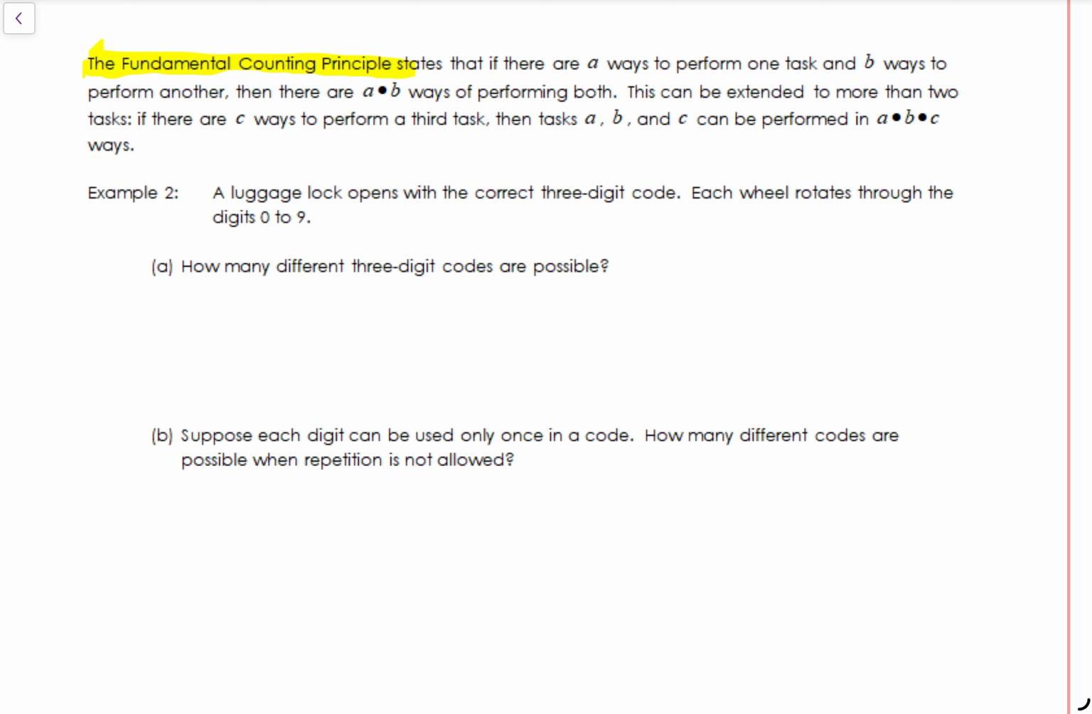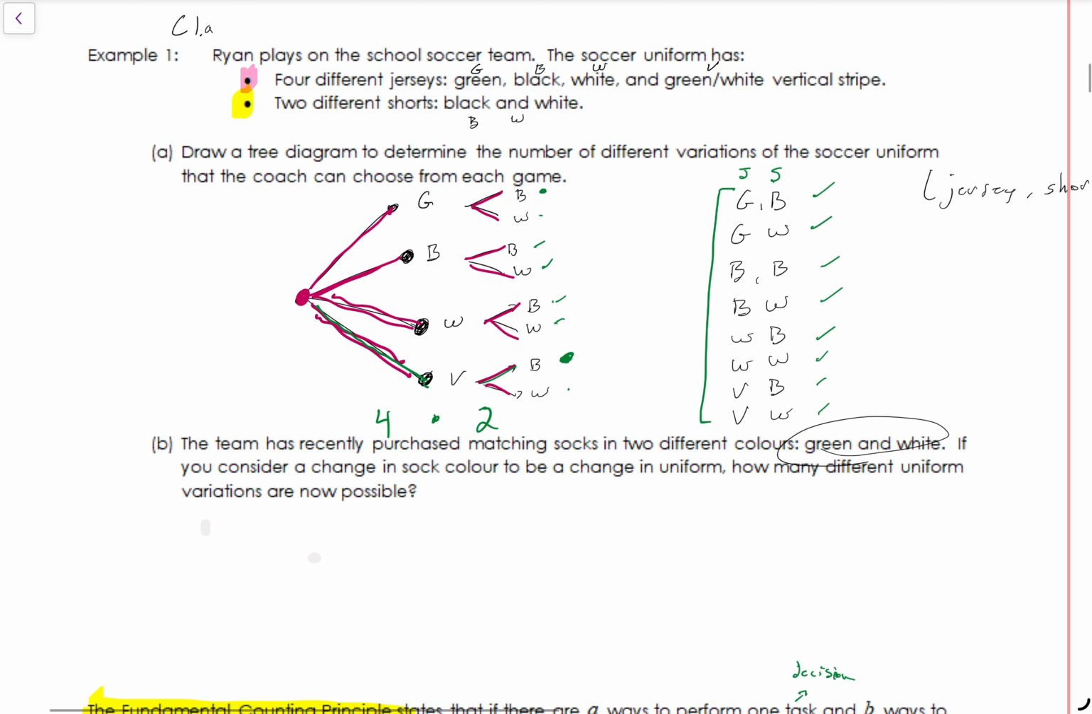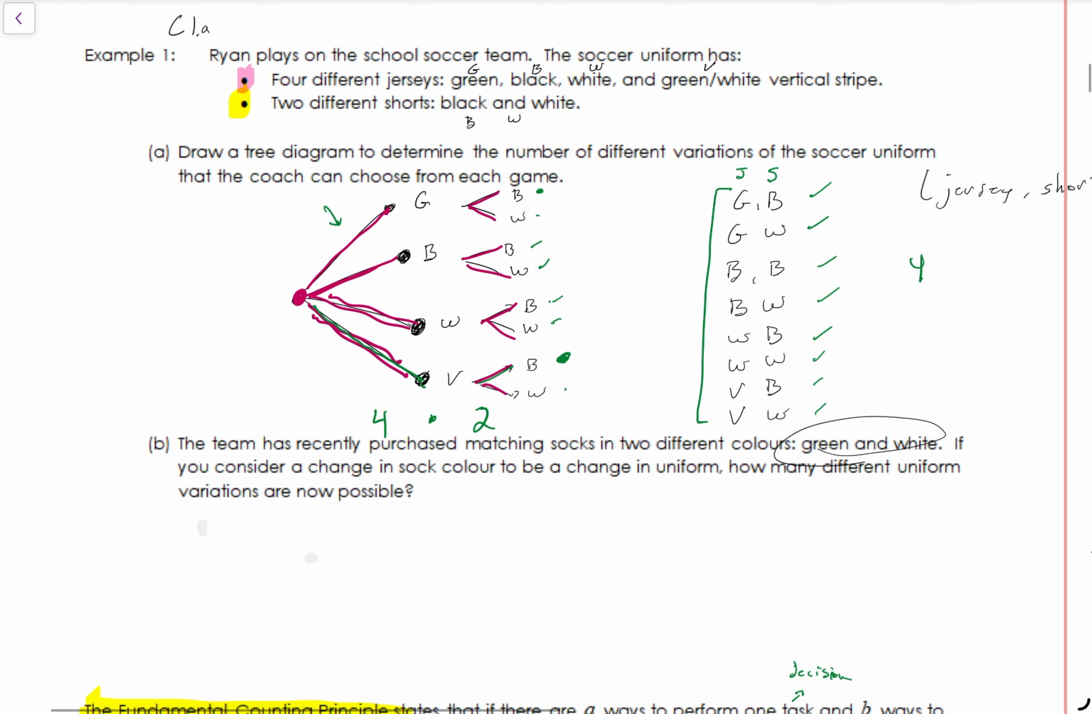Now, here it says tasks, but I like to maybe rewrite this as decision or task. So up above, we're talking about soccer uniforms. And we had to make a decision. Jersey. Well, there are 4 jerseys. And then, while we thought about it, we have to make another decision, and this was shorts. So there's 2 different options for shorts, so times 2. And then when we had socks, it was times 2 again, because there's 2 different options within that decision.